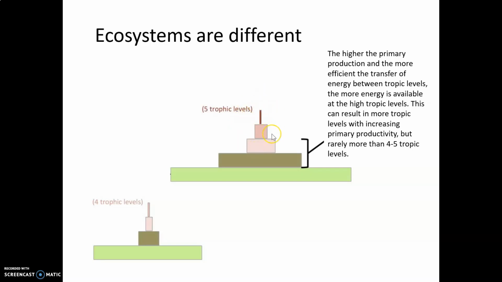And this can affect the community in the way that we could perhaps have one more trophic level, because there's simply more energy available up here. So in this case, we have an energy pyramid, a food chain with 5 trophic levels, and we only have 4 down here.